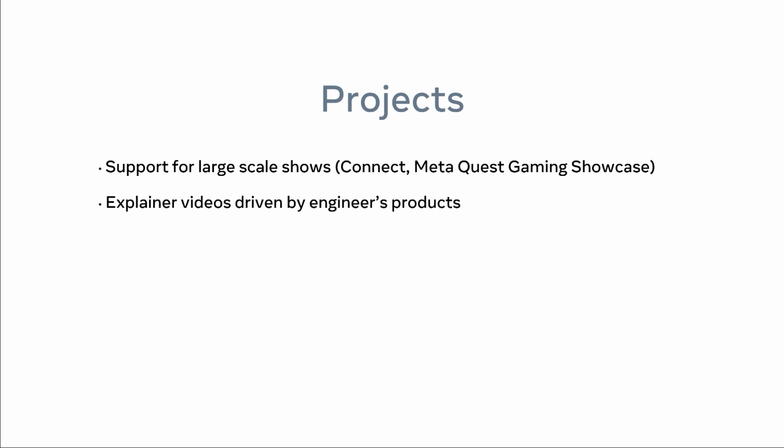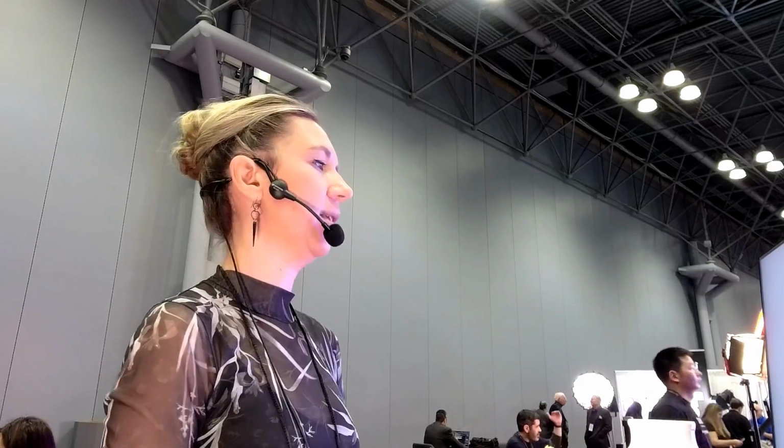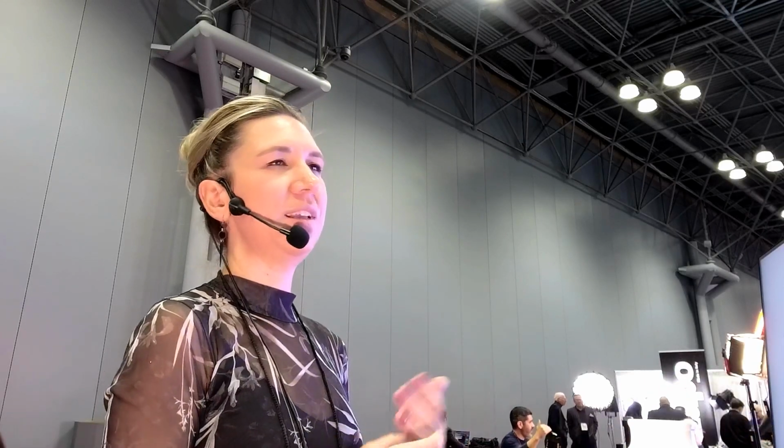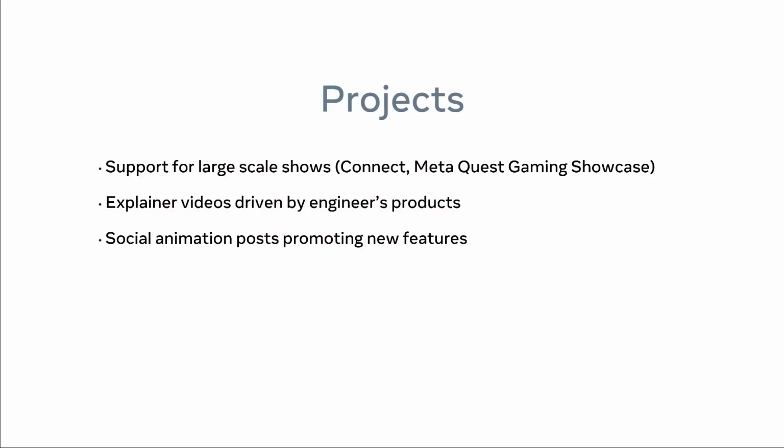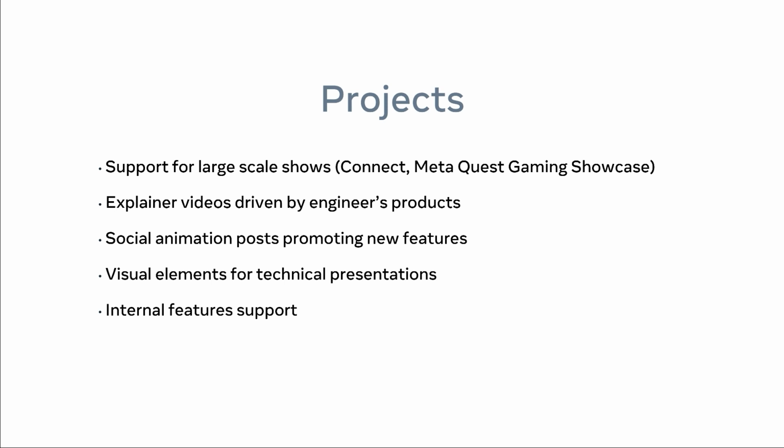And did explainer videos for engineer products. So when there's a developer coming out with a new creation of his or hers, they sometimes need our help to interpret it visually for the general public. And then social animation posts, so that's when WhatsApp comes out with a dark mode, and we promote that on socials. Visual elements for technical presentations, that's your basic keynotes, the usual, and internal feature support. So a large variety of different projects, which was really fun to work on.